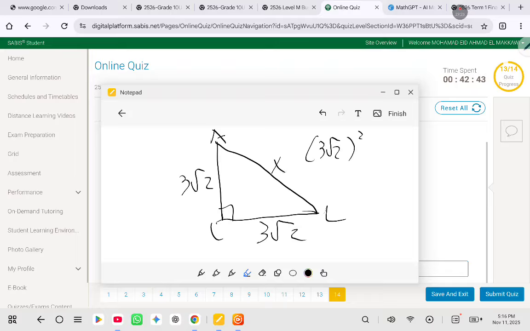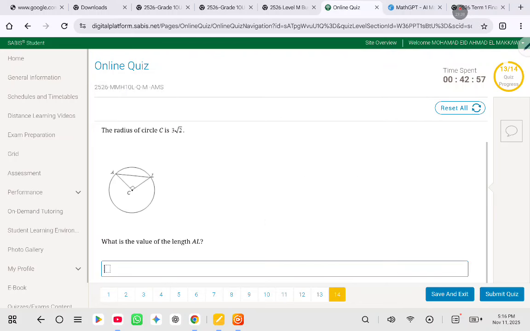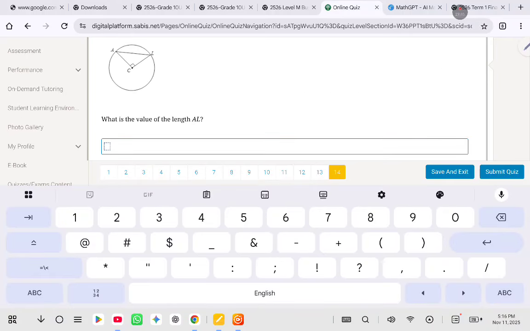We do, guys, 3 radical 2. Please put it in a bracket, okay? Because if you square it, it will only square the 2. People got this wrong in the exam, okay? Please, guys, okay? You should get 36, and then radical 36 to get AL is 6.